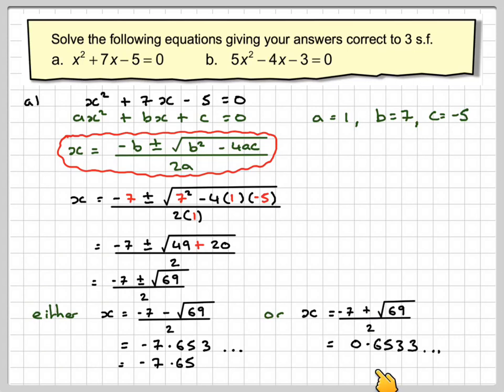And you're going to get 0.6533. That 3 has no effect on that 3, so the answer to three significant figures is 0.653. If you don't give your answer to three significant figures when requested, you're liable to lose a mark, so be careful about that. Write down a few values first and then round off.